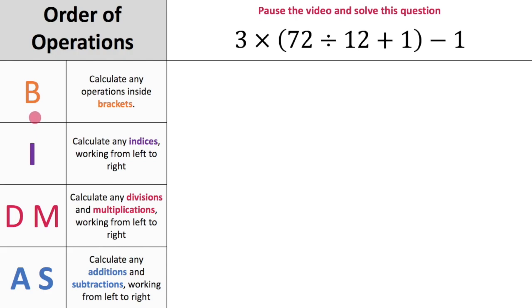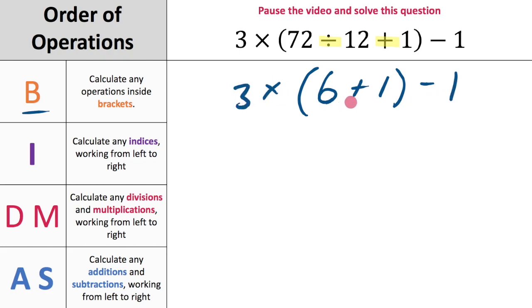So the very first thing I'm going to do are my brackets. So I come over here and I see my brackets. Now it's interesting because inside my brackets, I have both a division and an addition. So which one am I going to do first? Well, it's a bit like applying BIDMAS to inside my brackets now. I know that my division takes priority over my addition. So that means I'm going to do 72 divided by 12 first. So what is 72 divided by 12? And I know my answer to that is 6. So I'm going to get 6 plus 1. I'm going to close up my brackets, minus 1, 3 times.